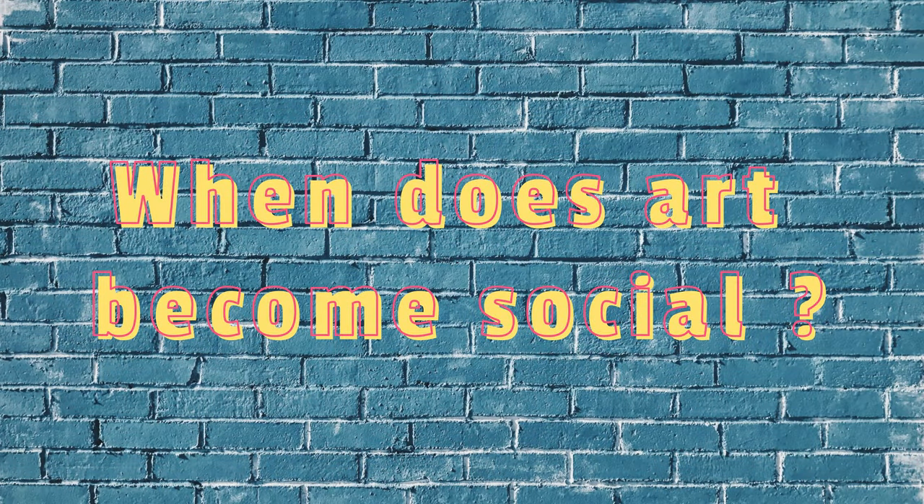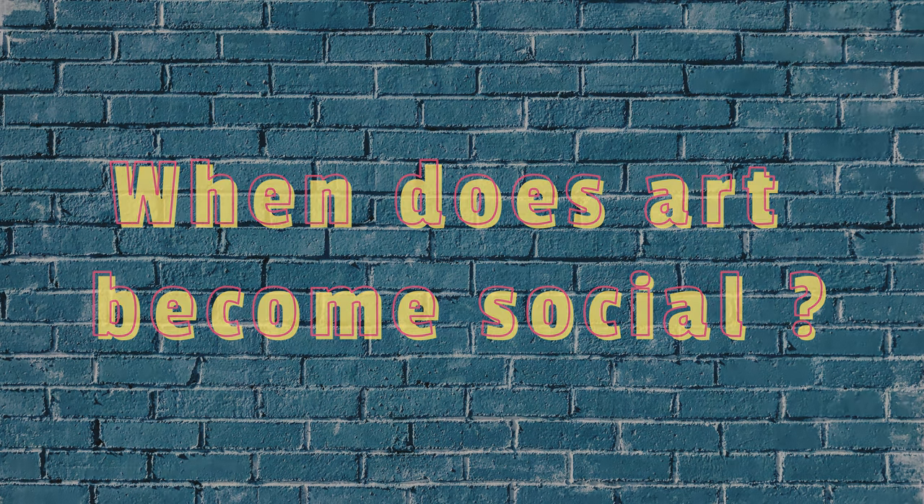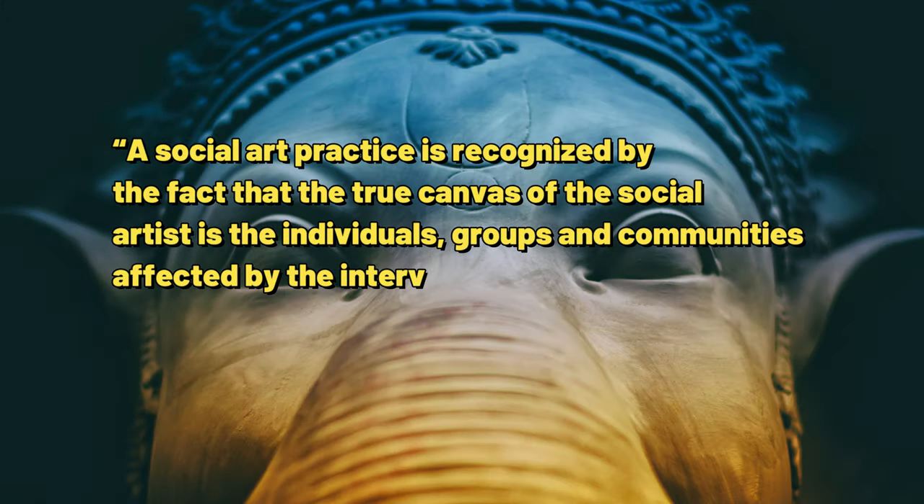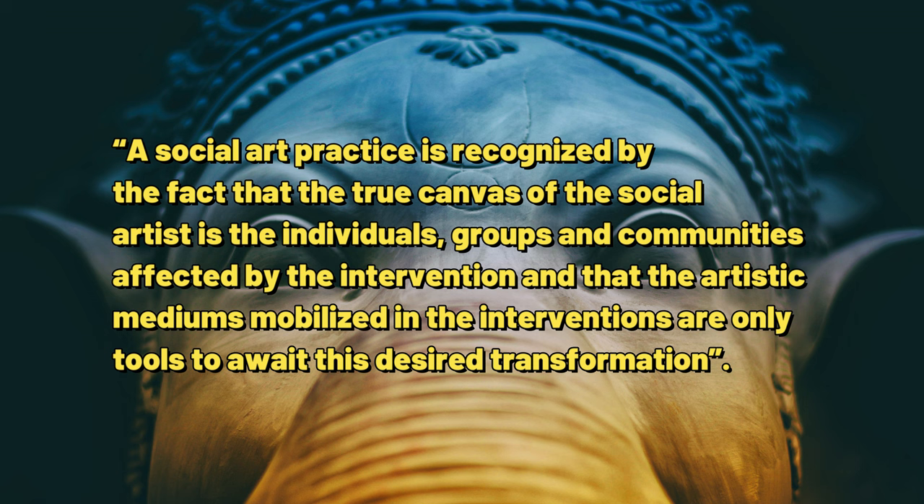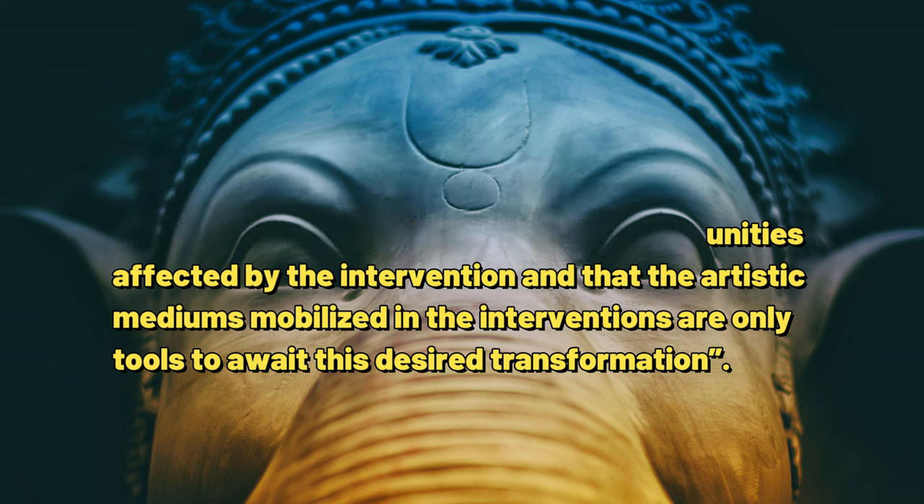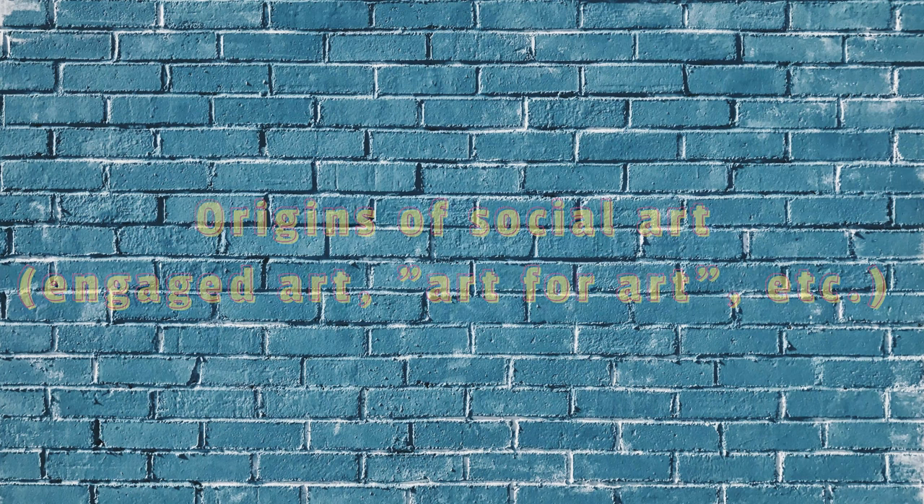When does art become social? A social art practice is recognized by the fact that the true canvas of the social artist is the individuals, groups and communities affected by the intervention, and that the artistic mediums mobilized in the interventions are only tools to await this desired transformation. Origins of social art, engaged art, art for art, etc.